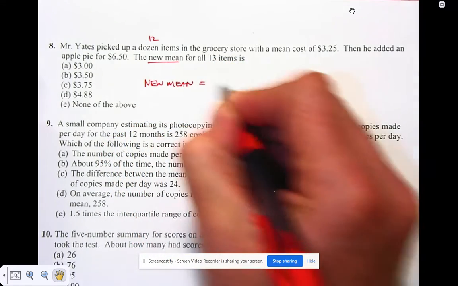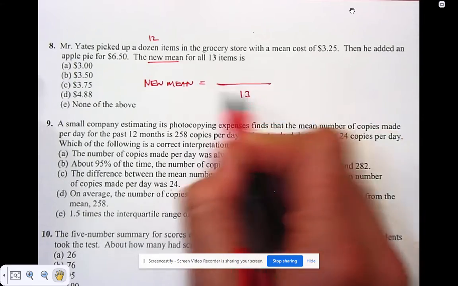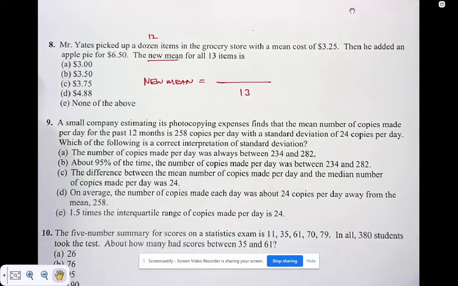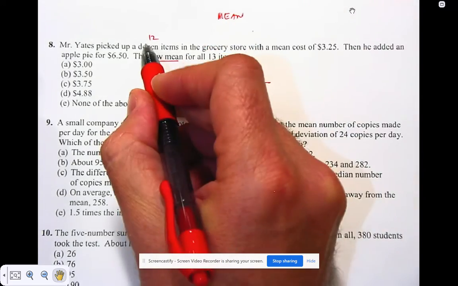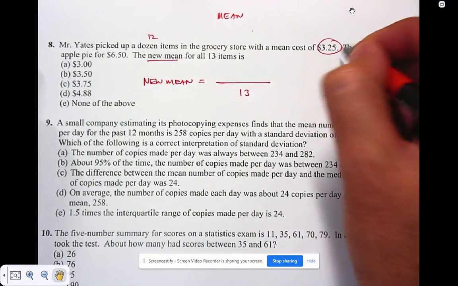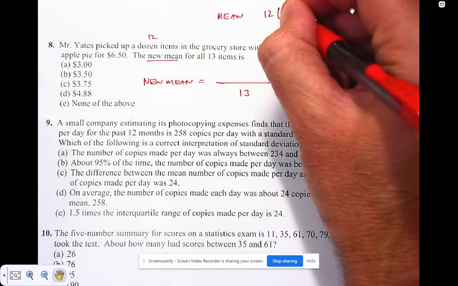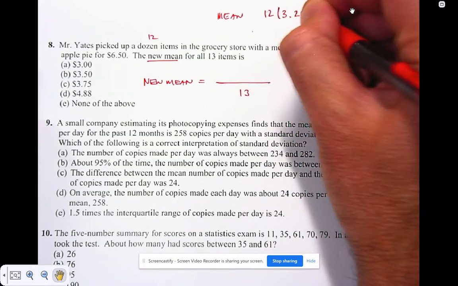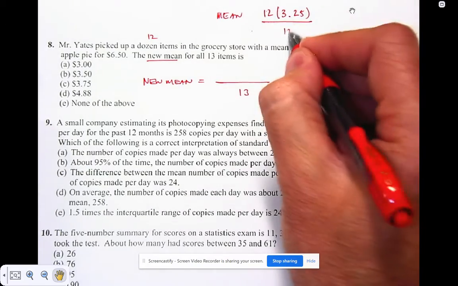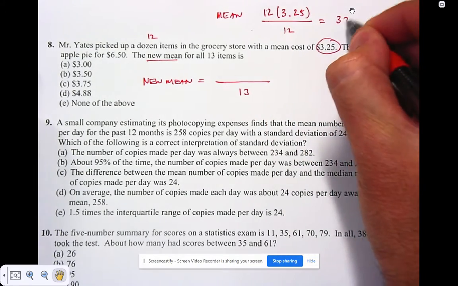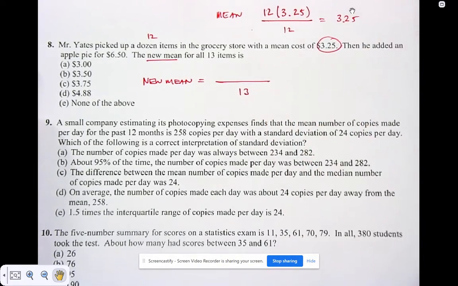now has 13 items. So you guys know you add them all up and divide by 13. Well, what was the original mean? The original mean was 12 items with an average of $3.25. So you have to do 12 times $3.25, right? And then divide that by 12, and that's what gets you your original mean of $3.25.